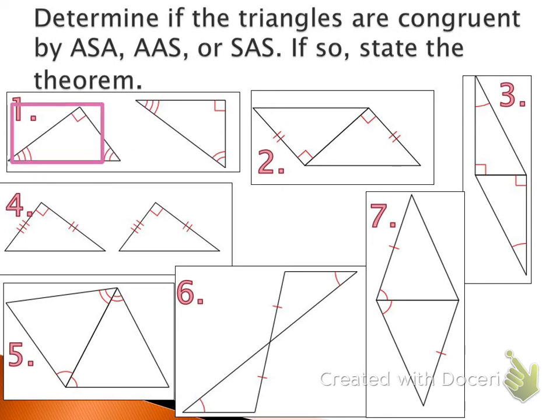Guys, what side is marked congruent in this picture? I thought this is like, I just 90 right here. That's not a side. That's a right angle. That's an angle. So number 1, you have 3 angles marked congruent to 3 angles. Is that a theorem? Oh, no. So this is not congruent. Determine if they are congruent.